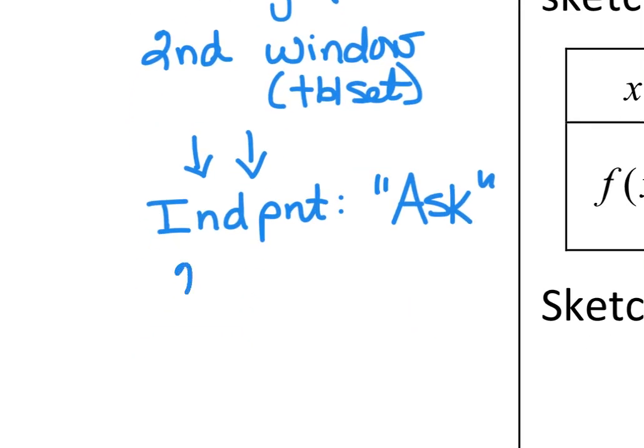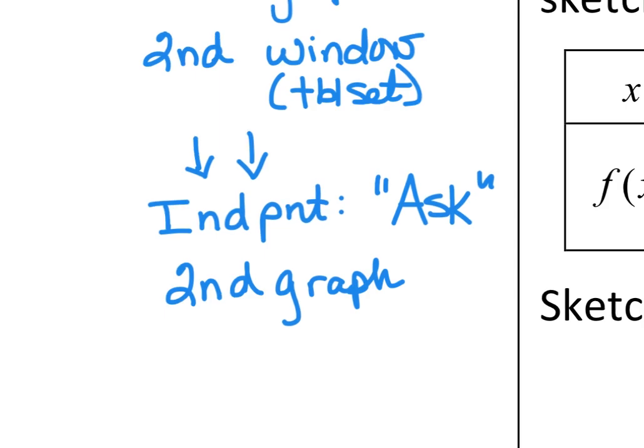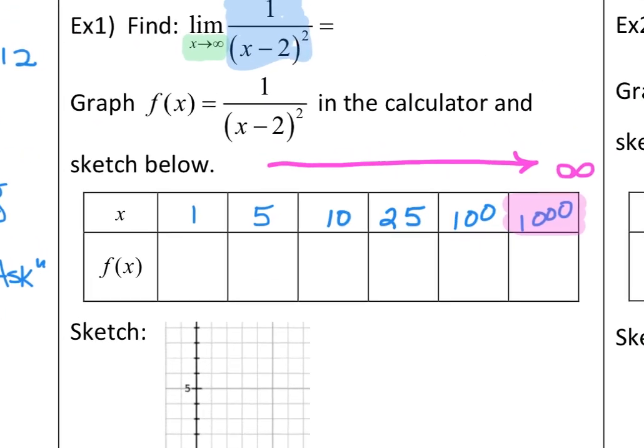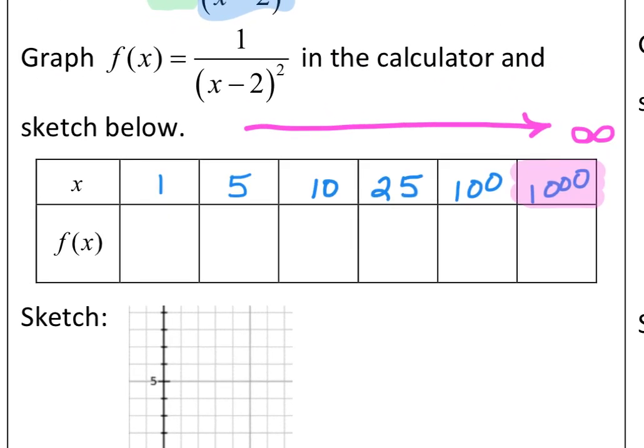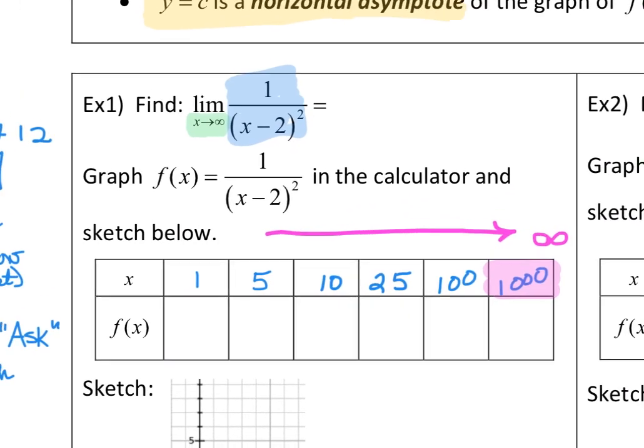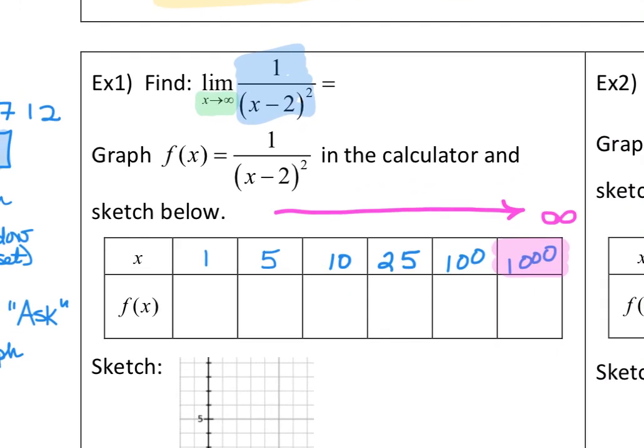Now when you go to second table or second graph, which takes you to the table, it should be empty of any x or y values. And then you can type in these numbers here and just type 1, hit enter, type 5, hit enter, type 10, hit enter, and you're entering the x values, and the calculator will spit out the y values. So why don't you go ahead and pause the video and come back in a minute, and I will have the y values for these x values.